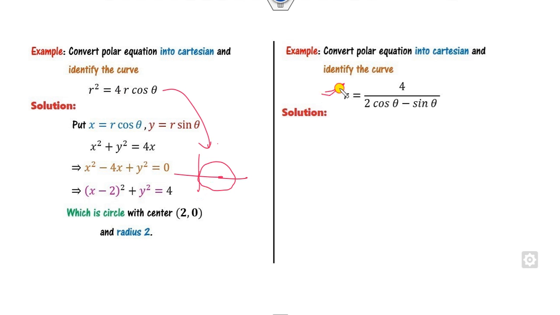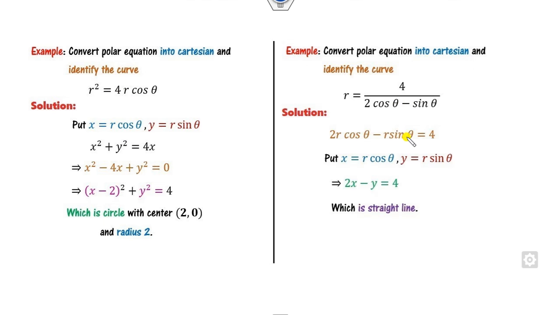Can you identify the curve in Cartesian coordinates? What you can do is substitute the value of cos theta as x by r. So it is 4 over 2x over r minus y over r. If I take the LCM and then multiply, you will get this. Or you can simply substitute the values. This is the equation of a straight line which passes through, when y is equal to 0, x is 2, and so on.